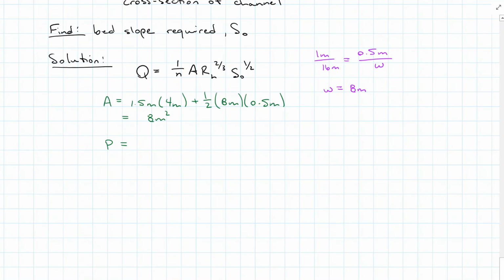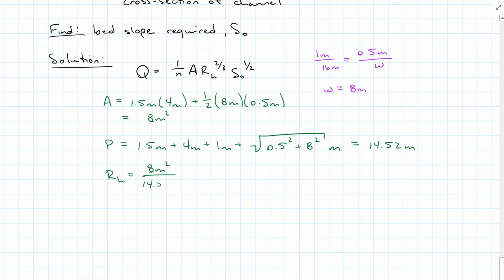My wetted perimeter is going to be 1.5 meters plus 4 meters plus 1 meter plus the square root of 1/2 squared plus 8 squared meters. And that gives me a wetted perimeter of about 14.52 meters, which means that my hydraulic radius is 8 meters squared divided by 14.52 meters. And that gives me 0.5511 meters.